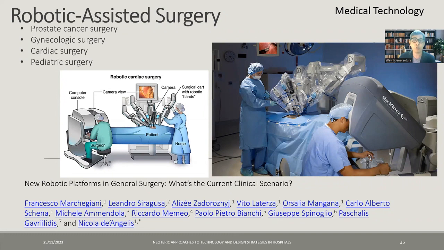This can also be used in myomectomies or fibroid removal. In cardiac surgery, this is also used in performing mitral valve repair, which is in the heart. This is also used in pediatric surgery, and the equipment, the Da Vinci surgical system, ranges from $1.5 million up.